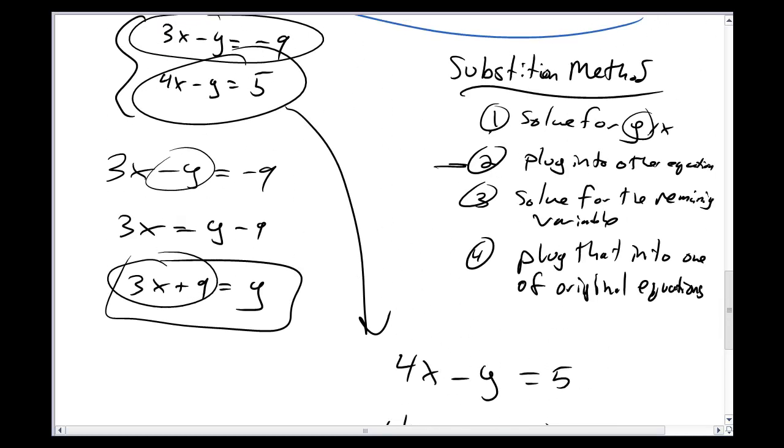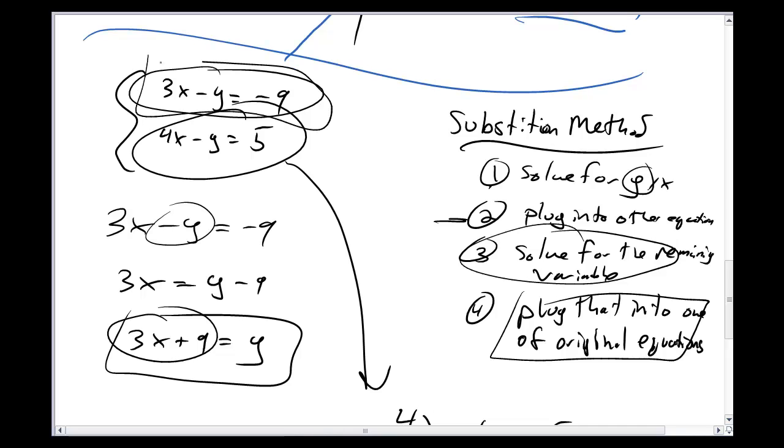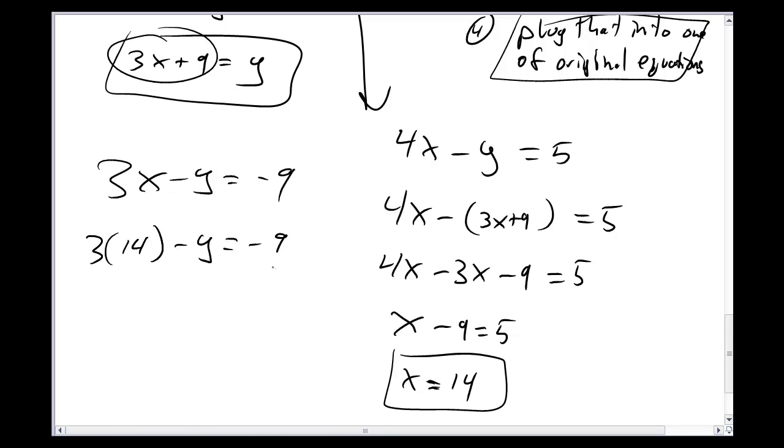And now here's the substitution part. Once we've solved for the remaining variable, which told me that x was 14, it's time to plug that into one of the original equations. I'll pick the top one just because it's on top. So I have 3x minus y equals negative 9. I plug in x equals 14, so I have 3 times 14 minus y equals negative 9. 14 times 3 gives me 42 minus y equals negative 9.